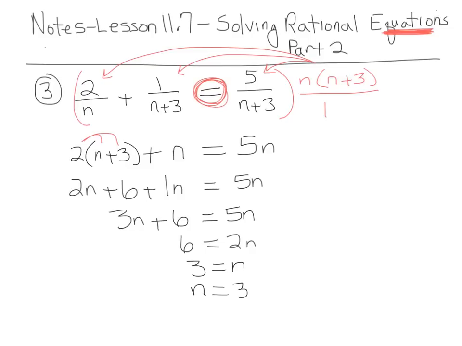Oh, now wait, don't forget, you have to check for extraneous roots, excluded values. So you look just at the denominators, because the denominator cannot equal 0. So this denominator here, n can't be 0. Check the next denominator, n can't be negative 3, because negative 3 plus 3 would be 0, so n can't be negative 3. And same thing here, n can't be negative 3. So your solution is 3. Excluded values, 0 and negative 3.